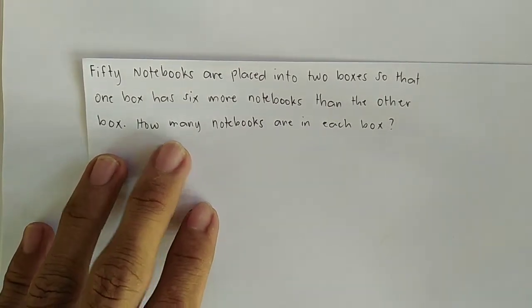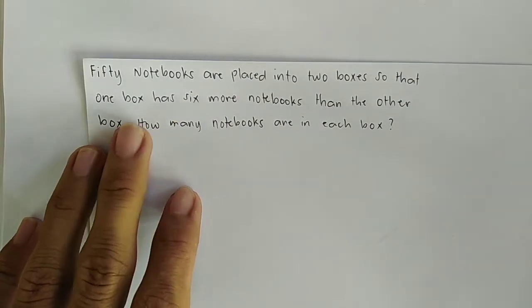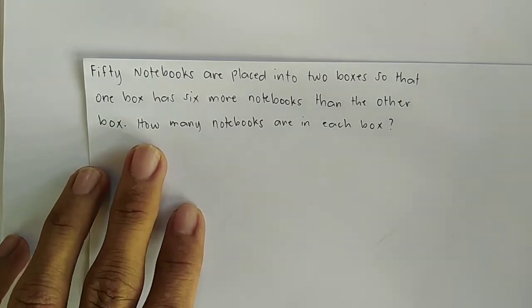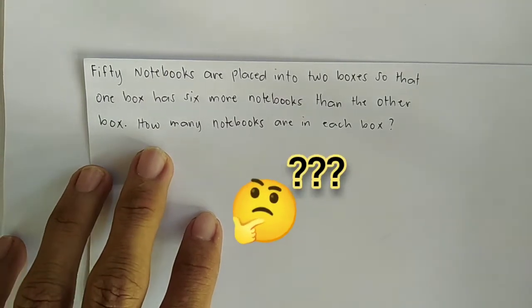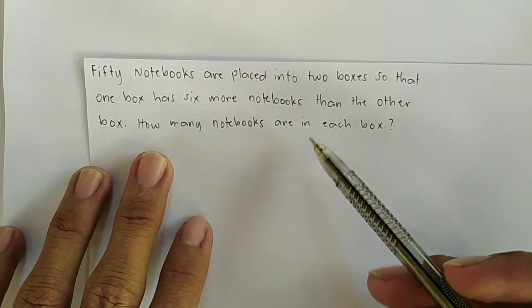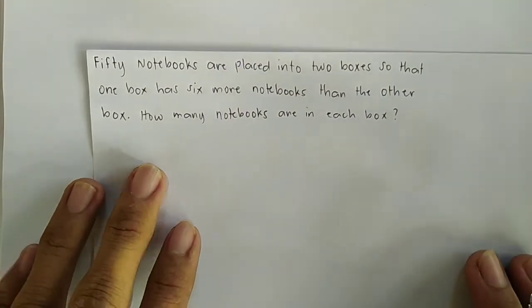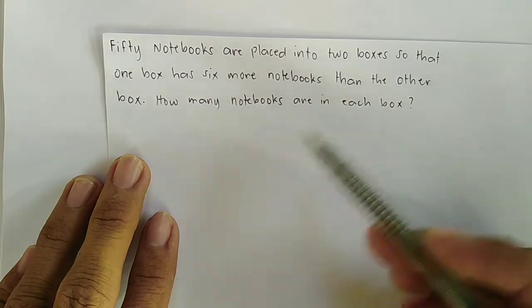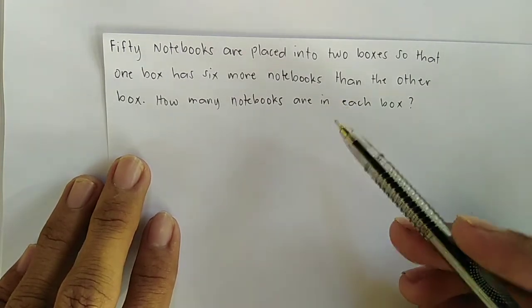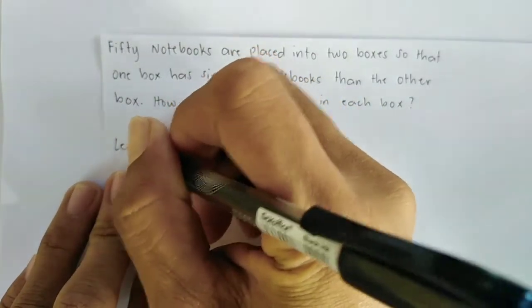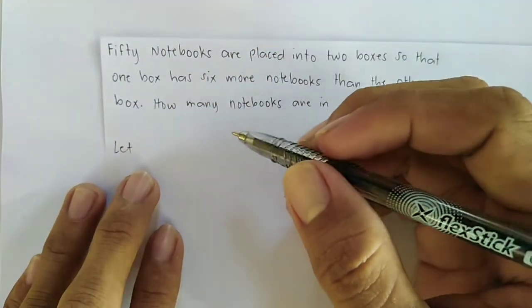So 50 notebooks are placed into two boxes so that one box has 6 more notebooks than the other box. How many notebooks are in each box? So notice that the problem is talking about the amount or the number of notebooks in two boxes. So with that, we have to assign a variable that will represent the number or the amount of notebooks placed in a box. So in this example, let us use x.